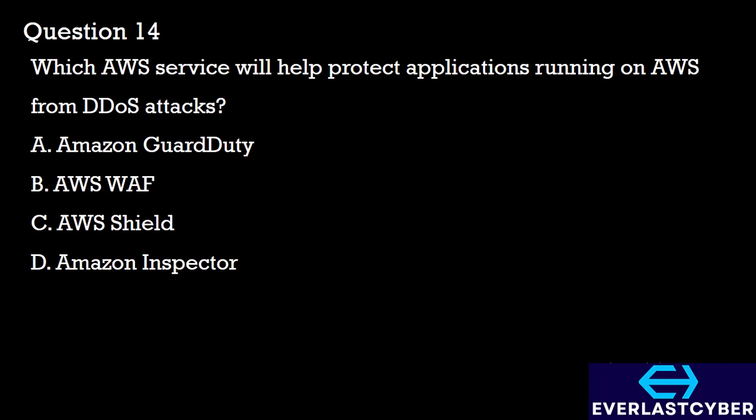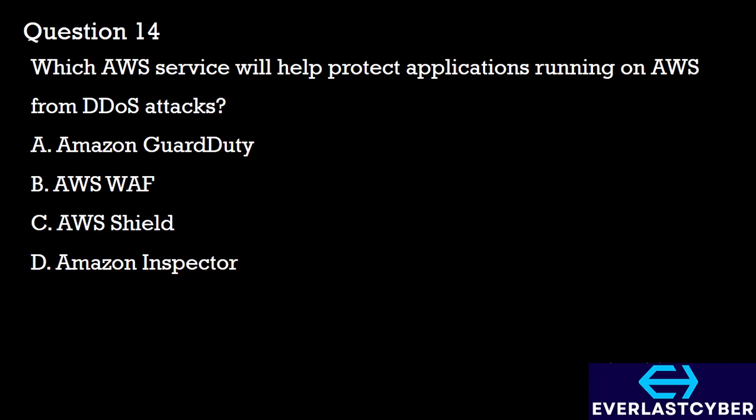Amazon GuardDuty is a threat detection service that continuously monitors for malicious activity and unauthorized behavior, but it is not designed for DDoS protection. AWS WAF, or Web Application Firewall, helps to protect web applications from common web exploits, but it does not provide DDoS protection on its own. It can only complement AWS Shield, which is another service.